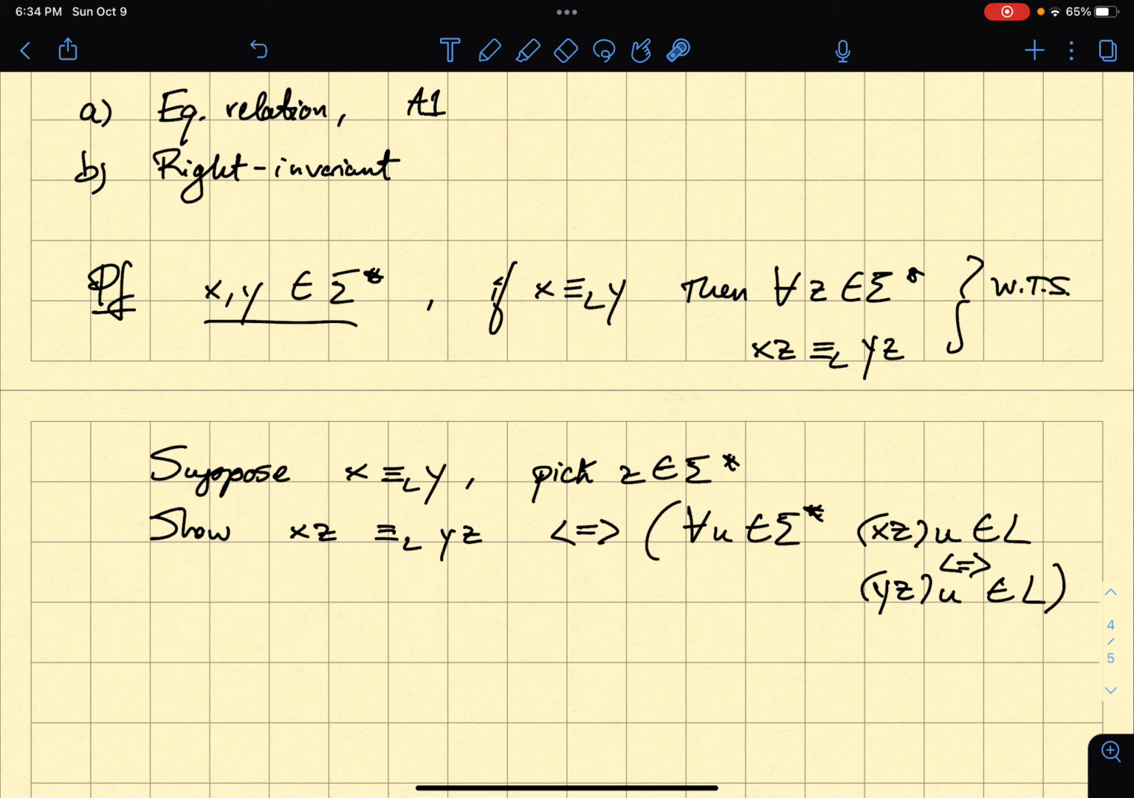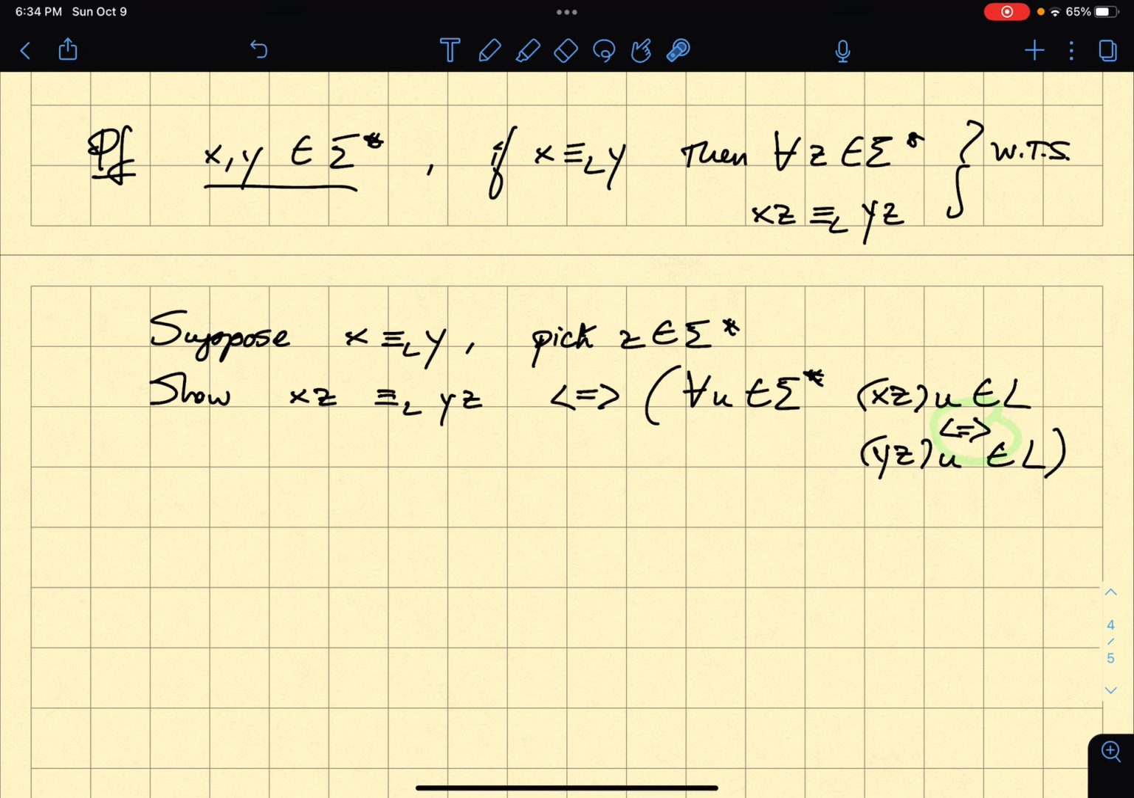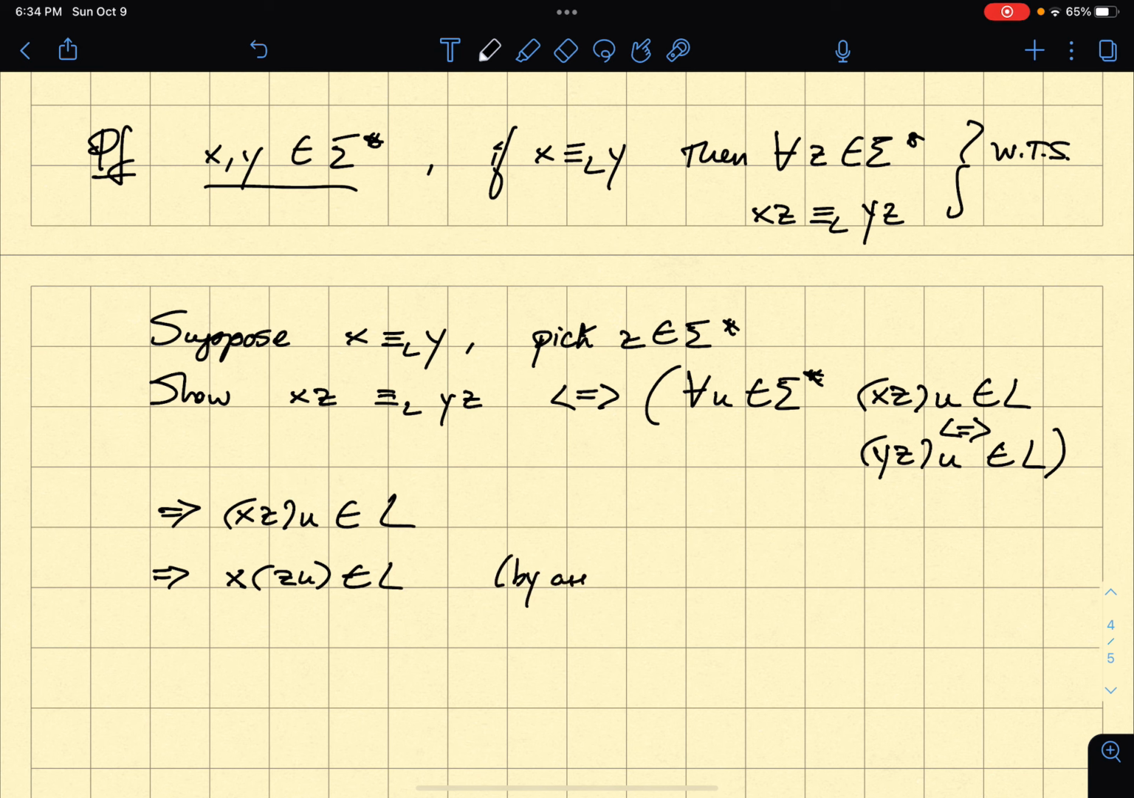Okay? So now essentially all I need to show is this, because if I show this, then xz and yz are related by definition. Okay, so let's do that. Well, here I have an if and only if, so essentially all I need to do is show both directions. So I'll show the forward direction. Let's first suppose that xzu is in L. We know that string concatenation is associative, so by associativity, xzu in L is the same as x and then zu in L. So this is by associativity of string concatenation.